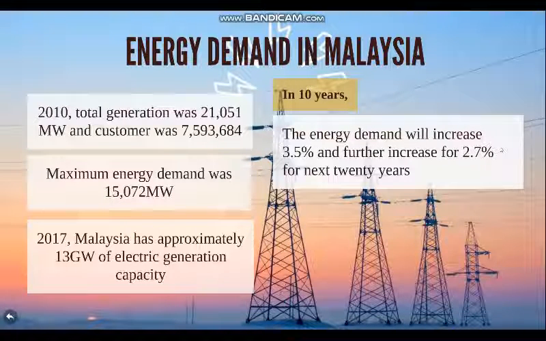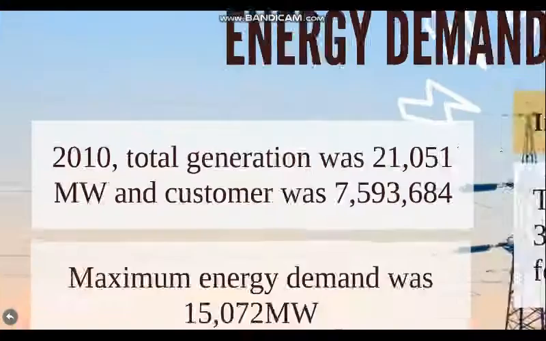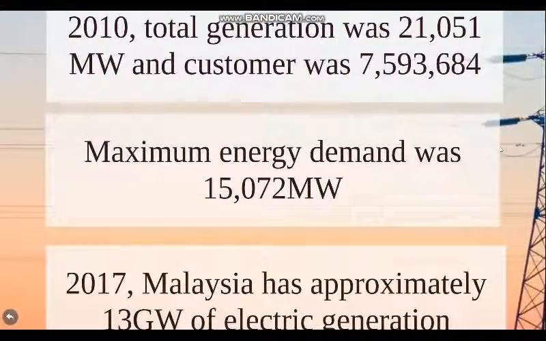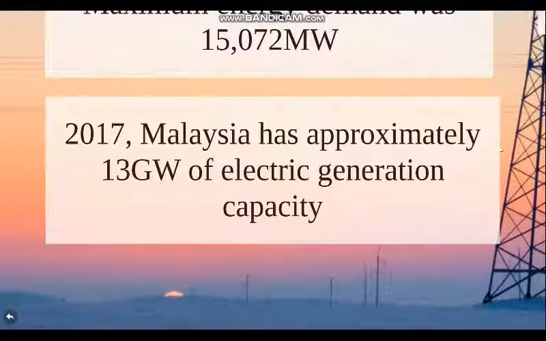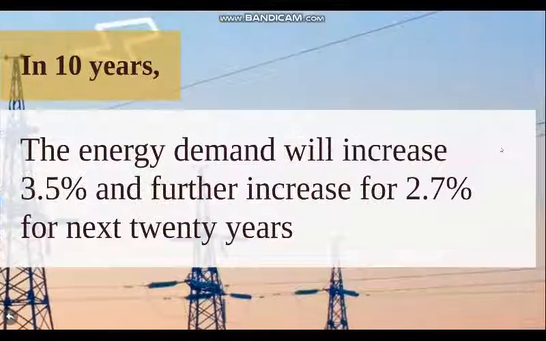As for energy demand in Malaysia, in 2010, total generation was 21,051 megawatt, and customers during that time were around 7.5 million. Next, maximum energy demand was 50,072 megawatt, and in 2017, Malaysia had approximately 30 gigawatt of electric generation capacity. It can be forecasted that in 10 years, the energy demand will increase by 3.5% and further increase by 2.7% for the next 20 years.